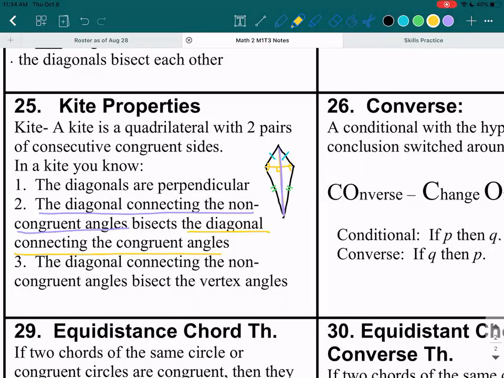And last but not least, the diagonal connecting the non-congruent angles bisects the vertex angles. So this purple diagonal, it bisects, what color have I not used? I'll just use green. It bisects the top and the bottom angles. So those top and bottom angles, they're not equal to each other, but the purple line will cut them directly in half. And the top and the bottom angle, those are your vertex angles.